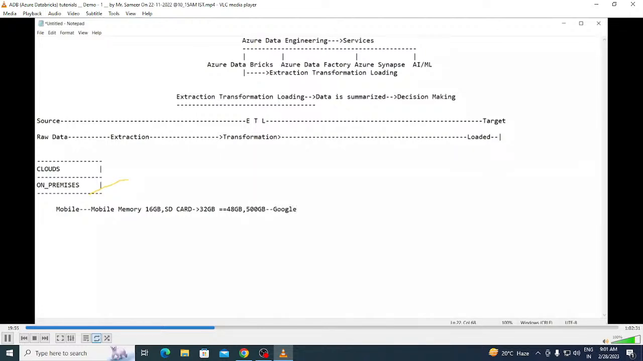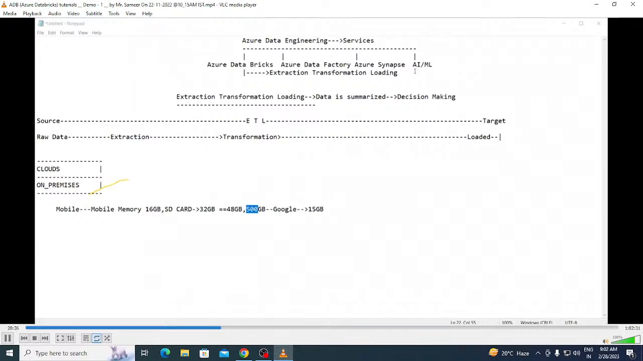But the problem is that Google also provides you 15 GB of memory by default. Am I right? 15 GB of memory by default Google is providing to you. But now you have to store 500 GB, guys. So now what do you have to do? Tell me now. Guys, please tell me. Did you get my question? If you get the question, just simply say yes, or else I'll repeat the question once again.